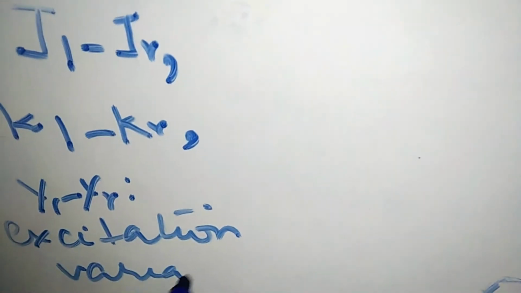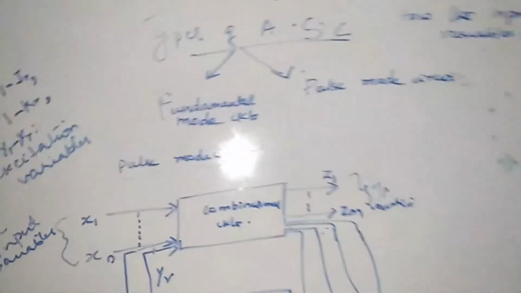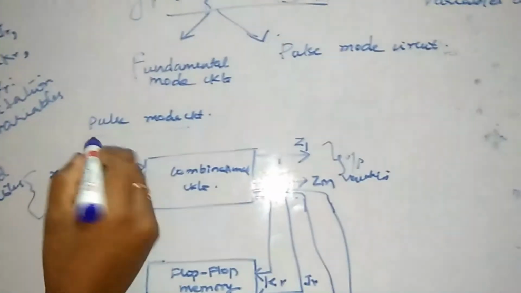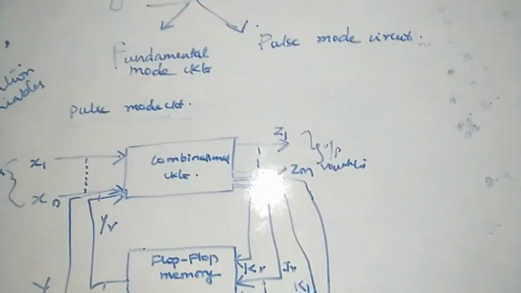The main parts in case of your pulse mode circuit are a combinational circuit and your memory elements being the flip-flops, and you have the excitation variables which have the feedback. You can see the inputs over here and the outputs over here. So this is your pulse mode circuit.